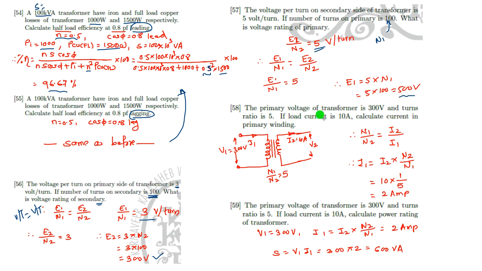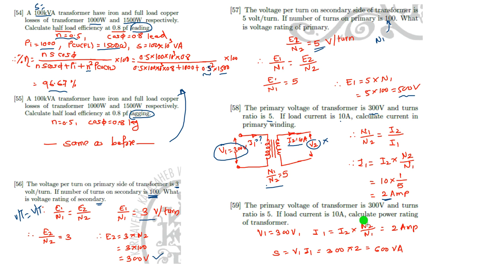The primary voltage of the transformer is 300 volt and its turns ratio is 5. If the load current is 10 ampere, calculate the current in the primary winding. The primary voltage rating is given as 300, but we don't know the value of I1. I2, the load current, means the secondary current, is given as 10 ampere, but V2 is not known. But what is given? The turns ratio N1 by N2 is equal to 5. We know that N1 by N2 is equal to I2 by I1. So how will we calculate I1? I1 is equal to I2 into N2 by N1, so 10 into 1 by 5 gives you 2 ampere of current on the primary side.